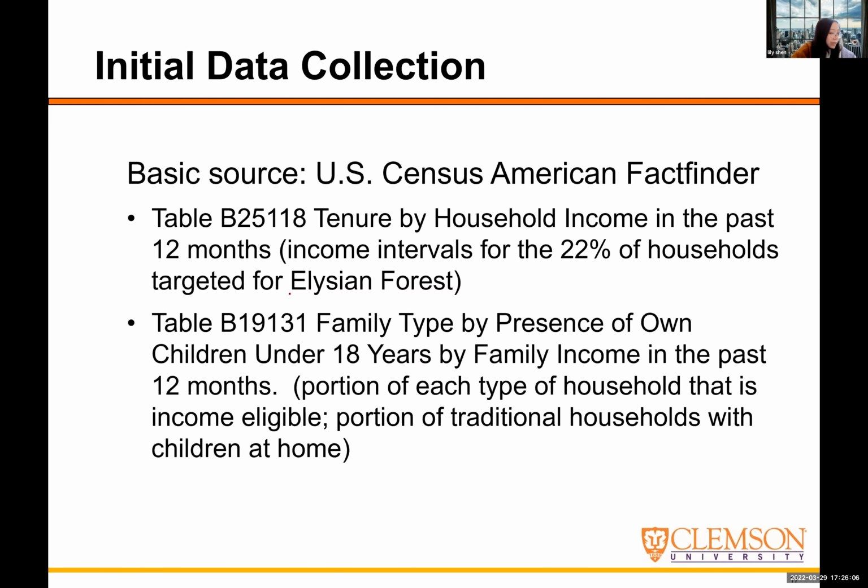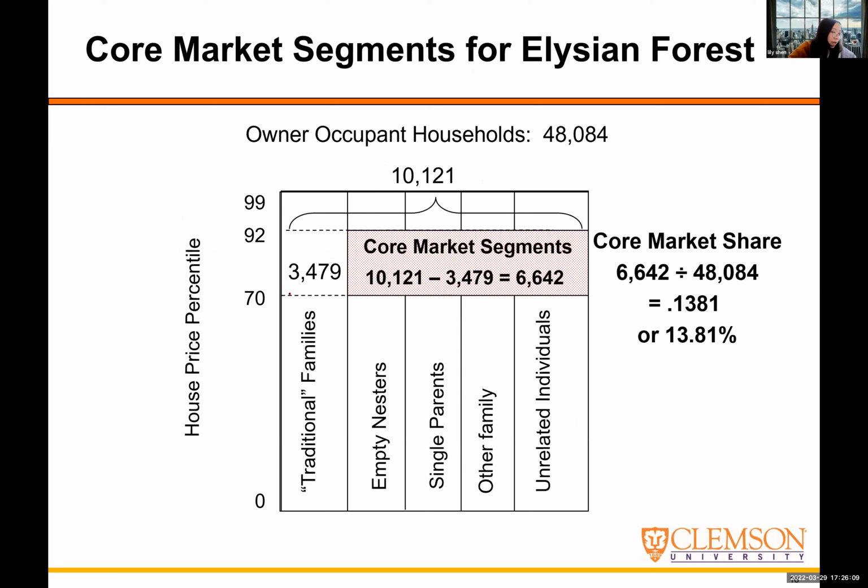Okay, they collected some data, etc. So here are the numbers entered. There are about 10,000 potential households. Among that, 3,400 to 3,500 are in the traditional family group, and the core market is what remains after subtracting the traditional families. There are only 6,642 families who can buy it.